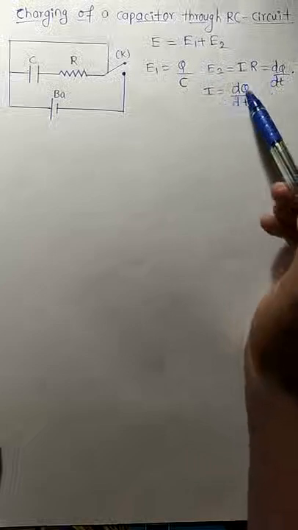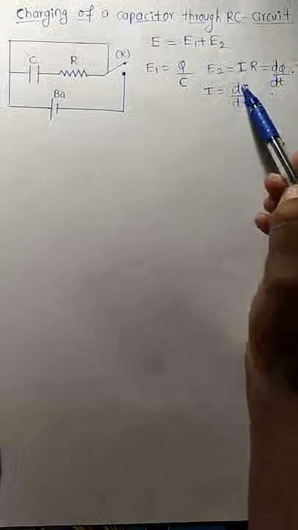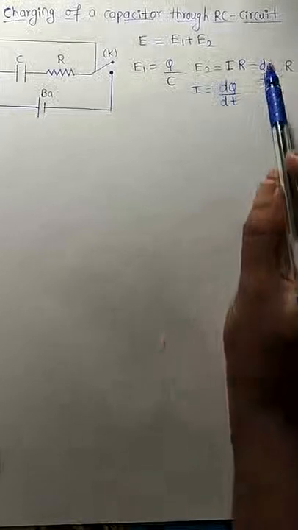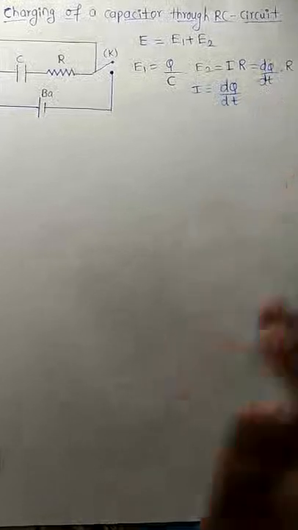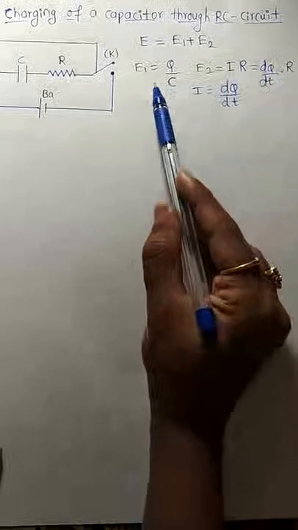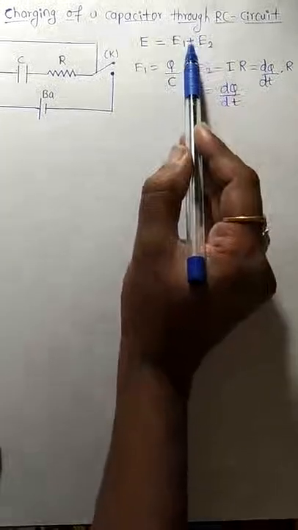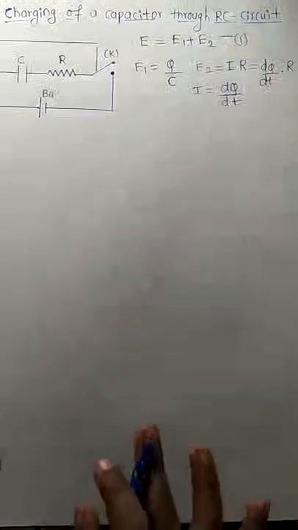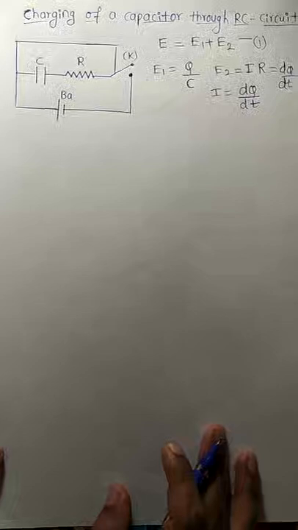But I is what? The rate of flow of charges, that is dq by dt. So when I substituted, we got E2 is equal to dq by dt into R. Okay, so now we got E1 value and E2 value. So substituting in, can I name it as first equation? Okay, so substituting in the first equation the values of E1 and E2.